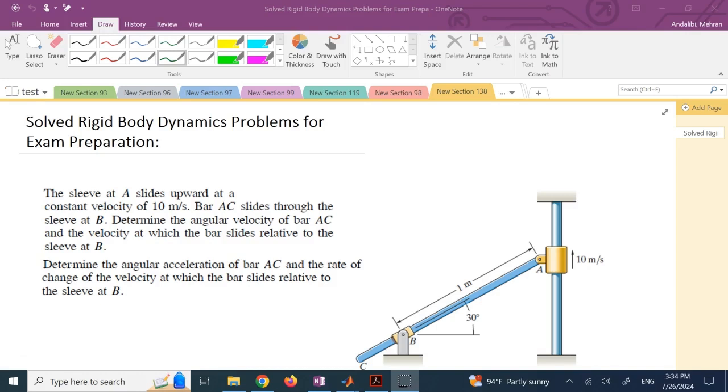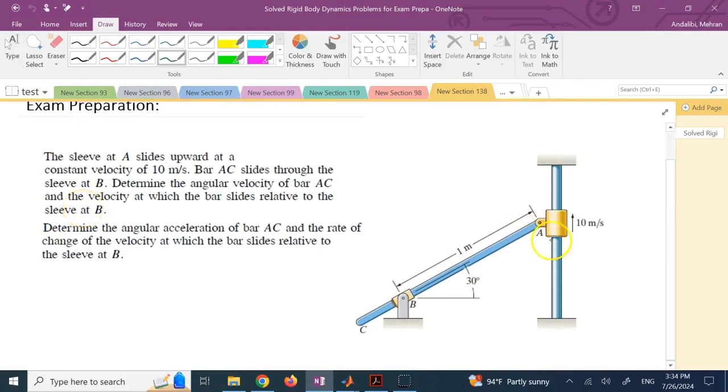So the first problem says you have this mechanism with 1 degree of freedom, which has a slider A that is going on this guide up and down. It is attached to this member ABC, or AC. And member AC is passing through the other slider, which is pinned down at point B. The velocity of A right now is 10 meters per second and it's constant going upward.